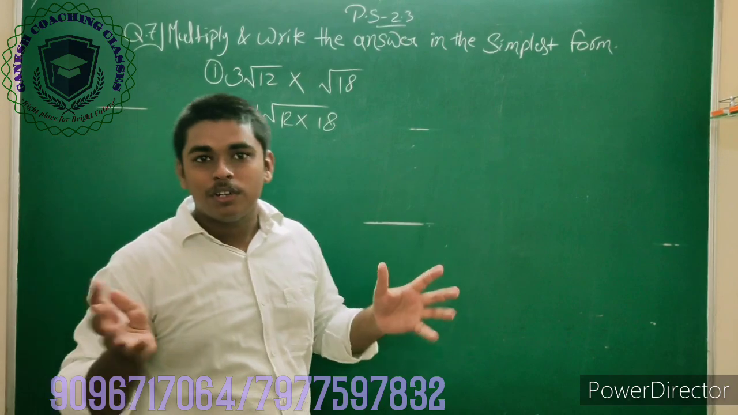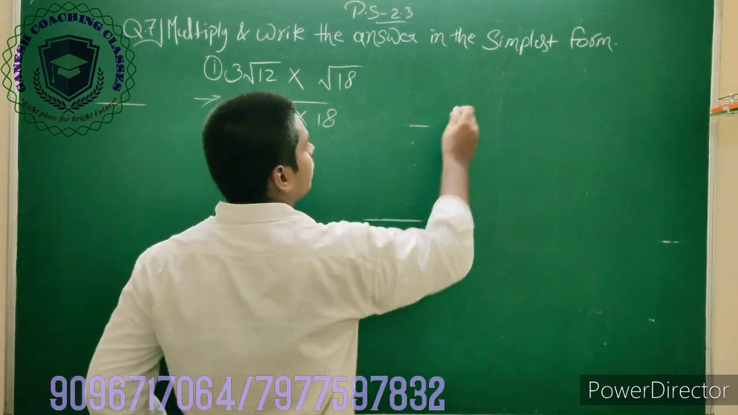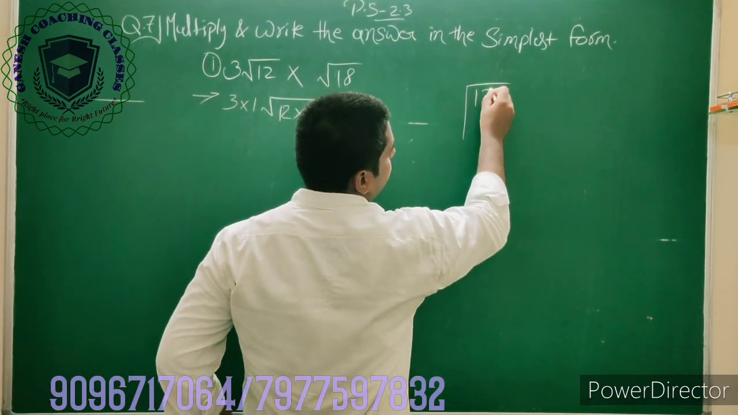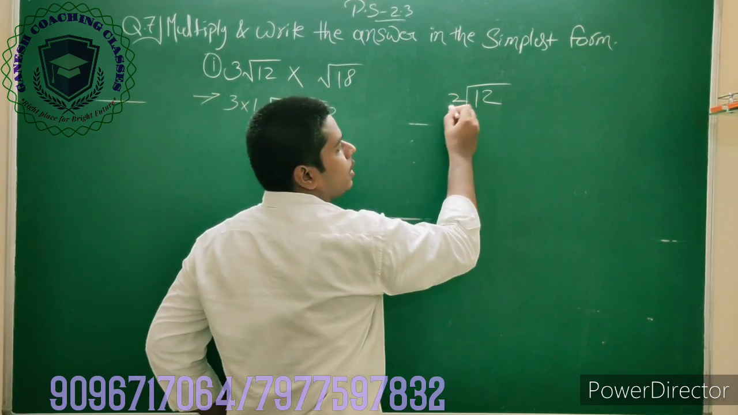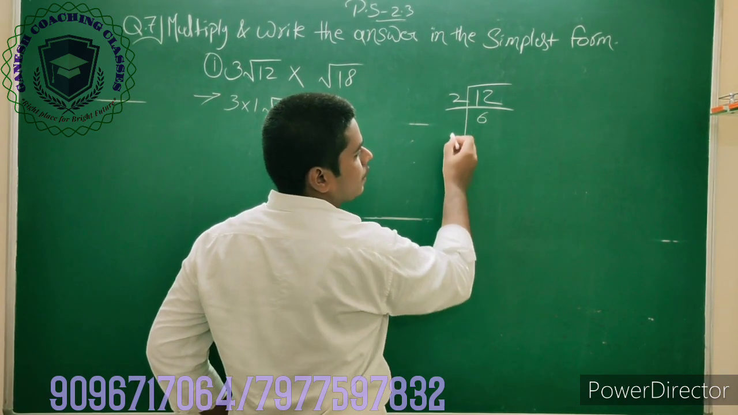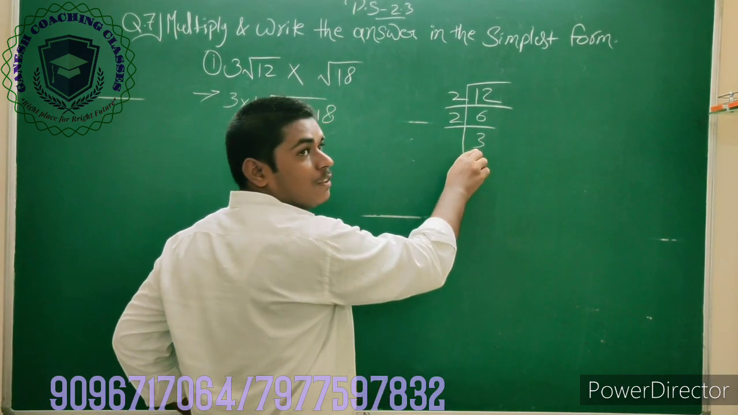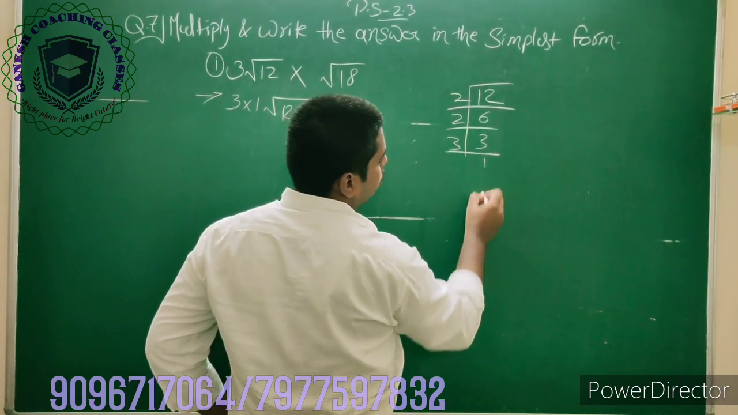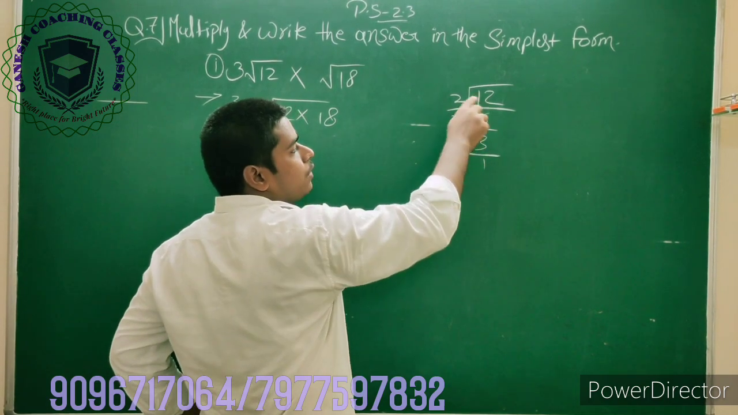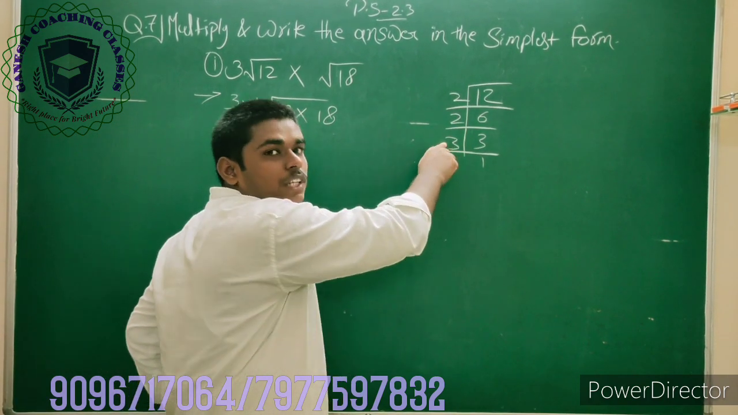Firstly we have to convert these radicands into their prime factors. How to convert into prime factors? The first number is 12. 12 is even, so we divide by 2 and get 6. Now we divide by 2 again and get 3. 3 is a prime number, so we stop. So 12 can be written as 2 into 2 into 3.